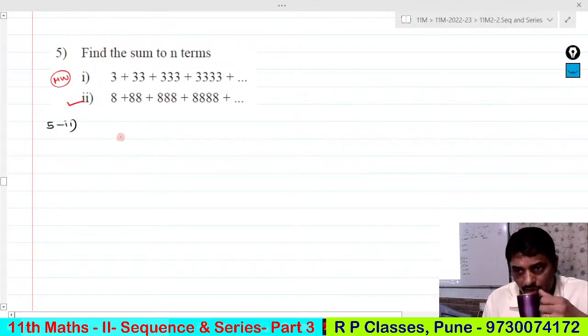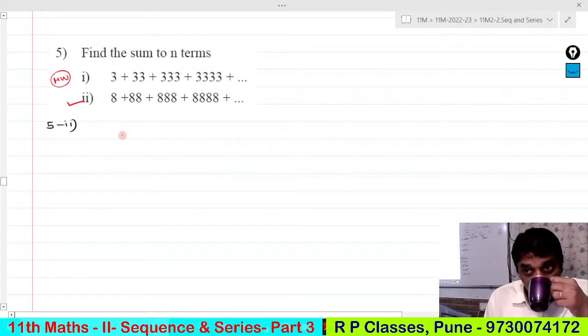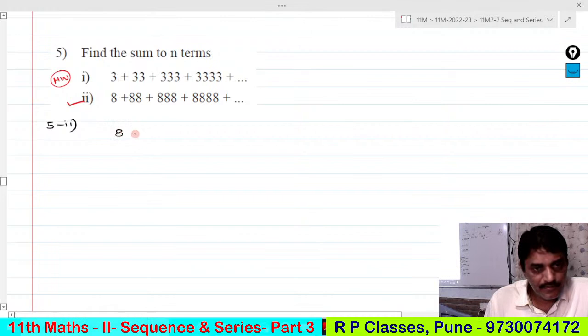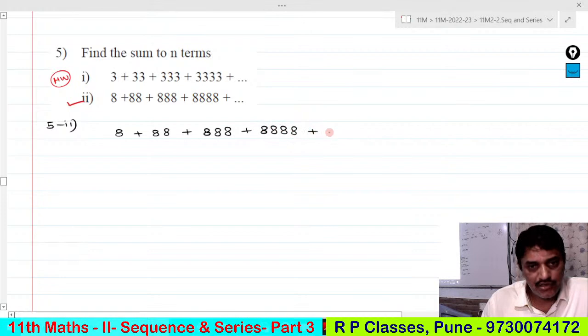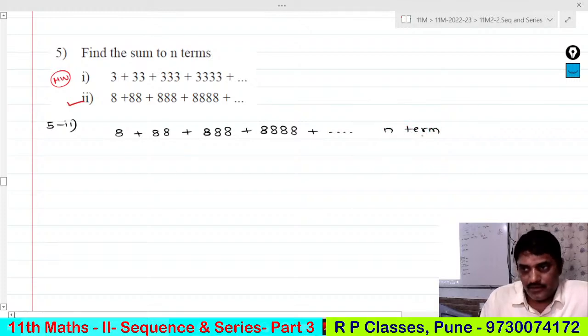8 plus 88 plus 888 plus 8888 plus dot dot dot n terms. मुझे इन सबका समेशन चाहिए. Now first of all these are not in GP. क्या ये GP है? लग रहा है क्या GP है?